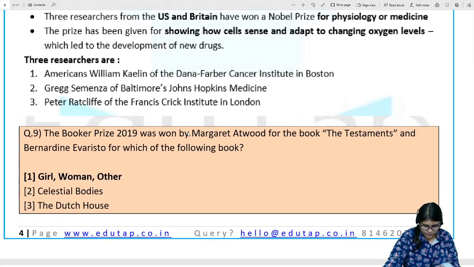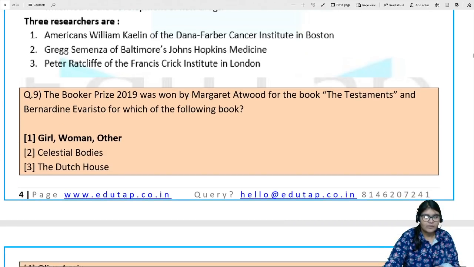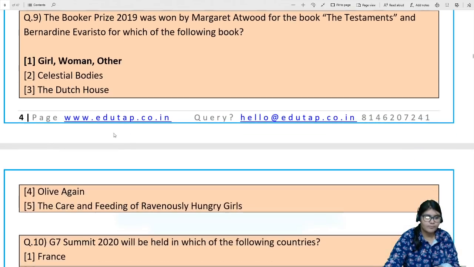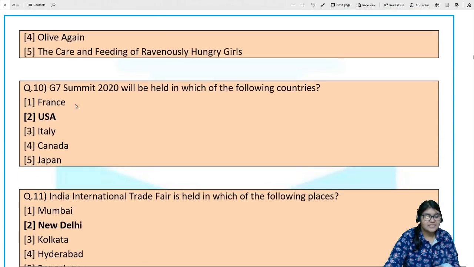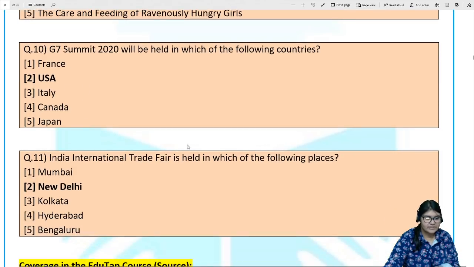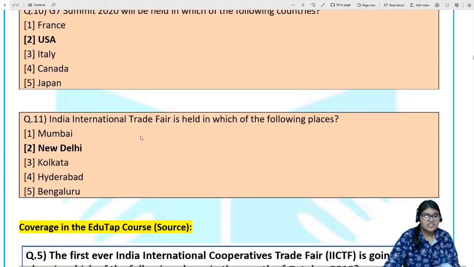Okay, moving next, ninth one, the Booker Prize 2019 was won by Margaret Atwood for the book The Testaments and Bernardine Evaristo for which of the following book? The answer is Girl, Woman and Other. Next, the G7 Summit 2020 will be held in which of the following countries? Answer is USA. Next, India International Trade Fair is held in which of the following places?